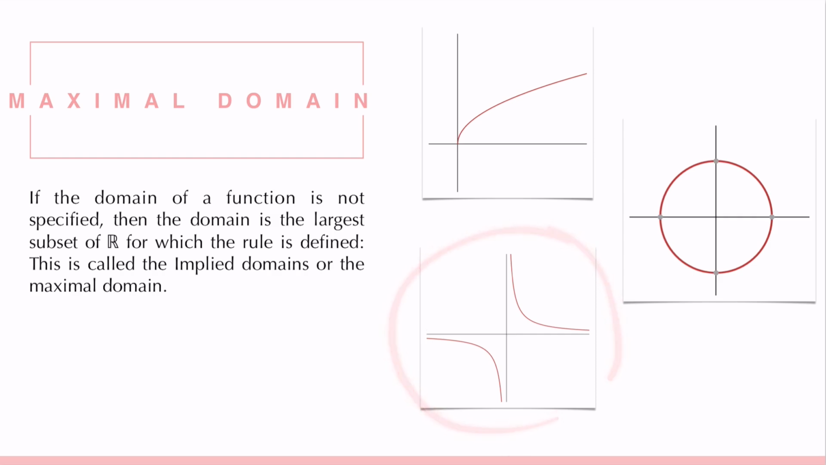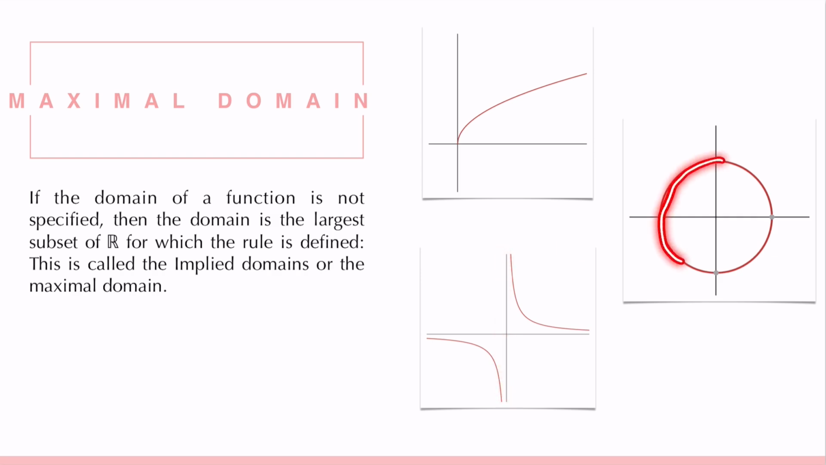This here is a hyperbola. Same idea, you can see that it exists for all real values except at this point here, and that is the point when x is equal to 0. So if this function is 1 on x, what we know is that we can't divide by 0. So that's why at this point we have an asymptote. It will not exist at that point.